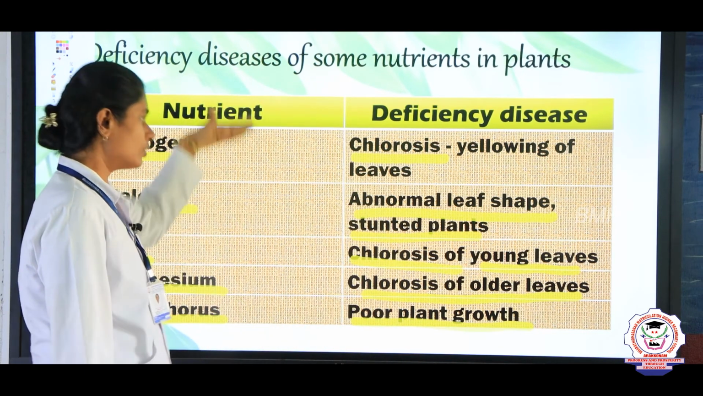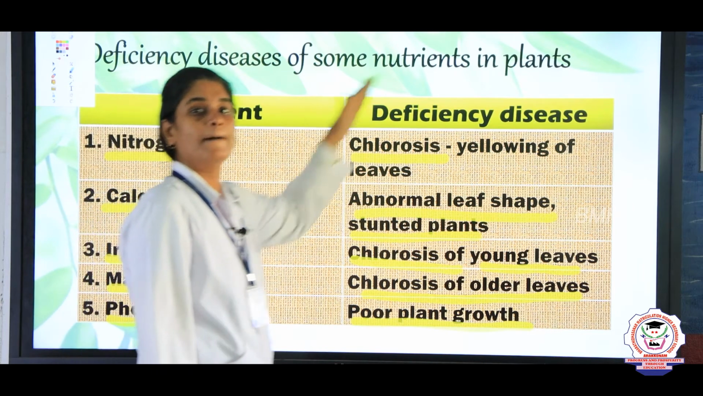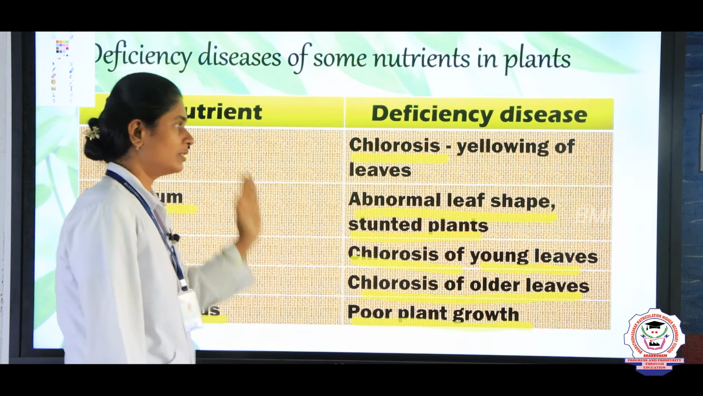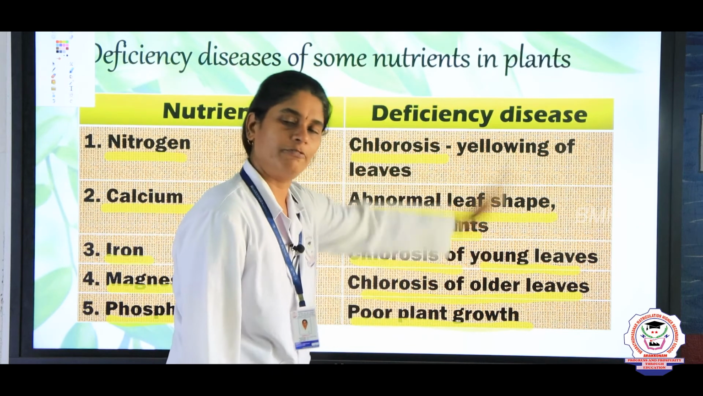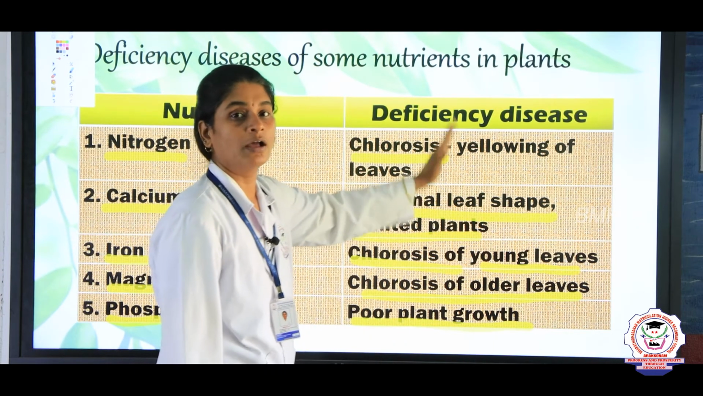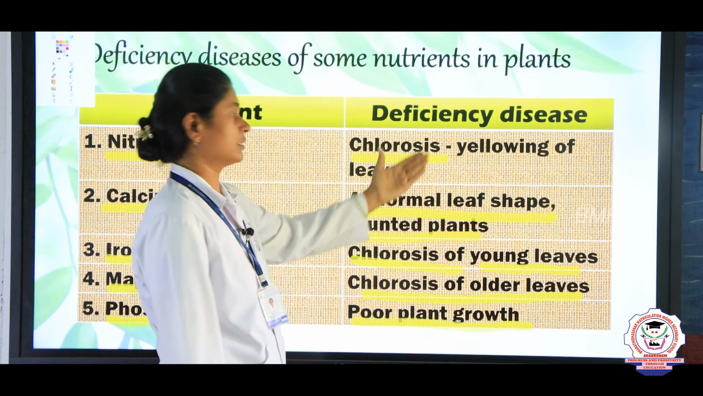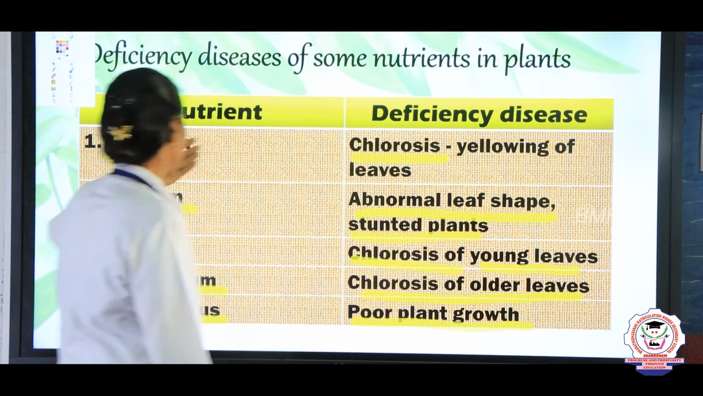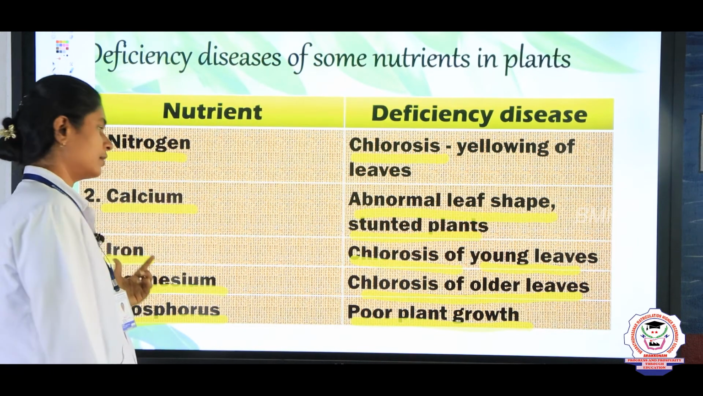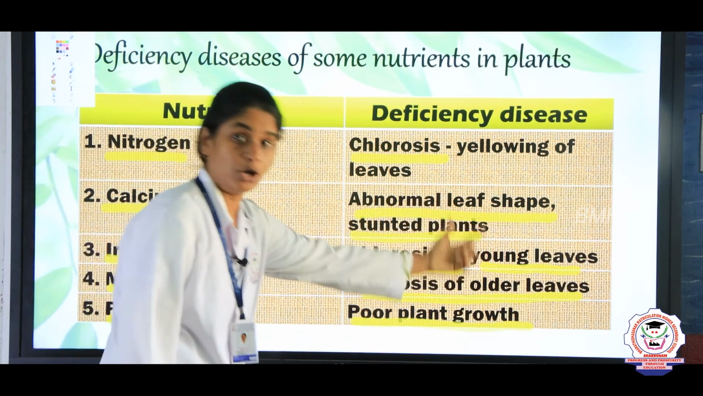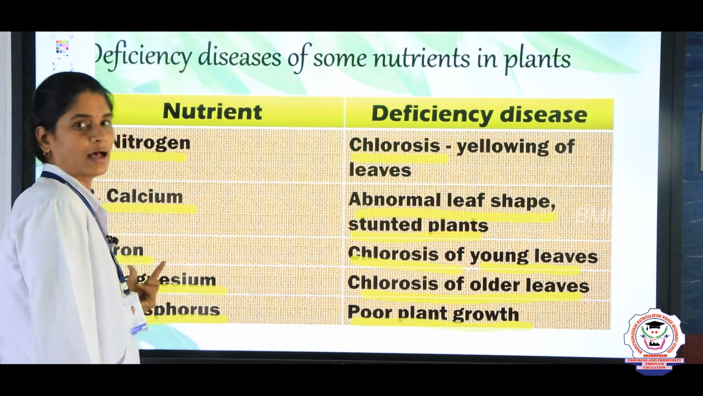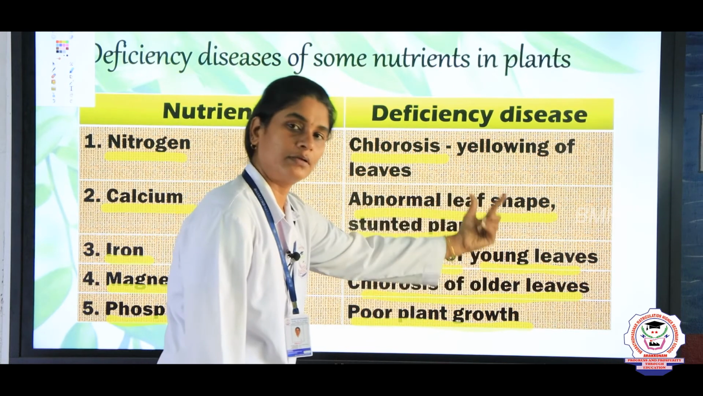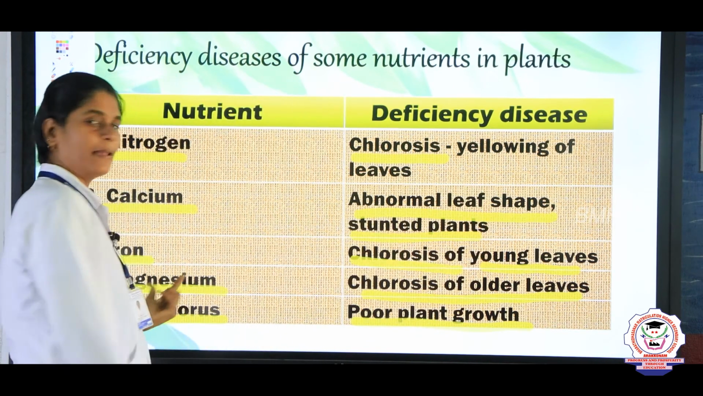Okay. So, these are all the nutrients that are important for a plant. If these nutrients are not available to a plant, they will get these types of diseases. Okay, so yellowing of leaves, that is known as chlorosis, occurs when a plant does not get nitrogen, as well as the younger leaves becoming yellowish when the plant does not get iron, and older leaves becoming yellowish when a plant does not get magnesium.